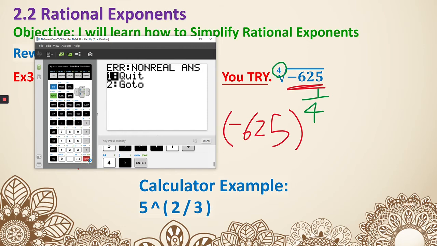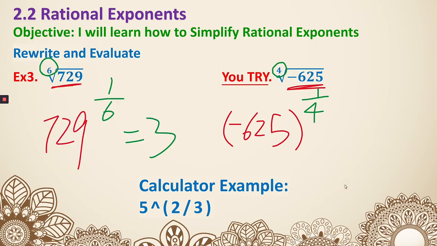Press enter. We see our calculator gives us an error message. That is actually correct. The answer to this one is NA. The reason? Because we have this negative sign right there. When a negative is raised to an even power or has an even root, that does not work. Now moving on, example 5.